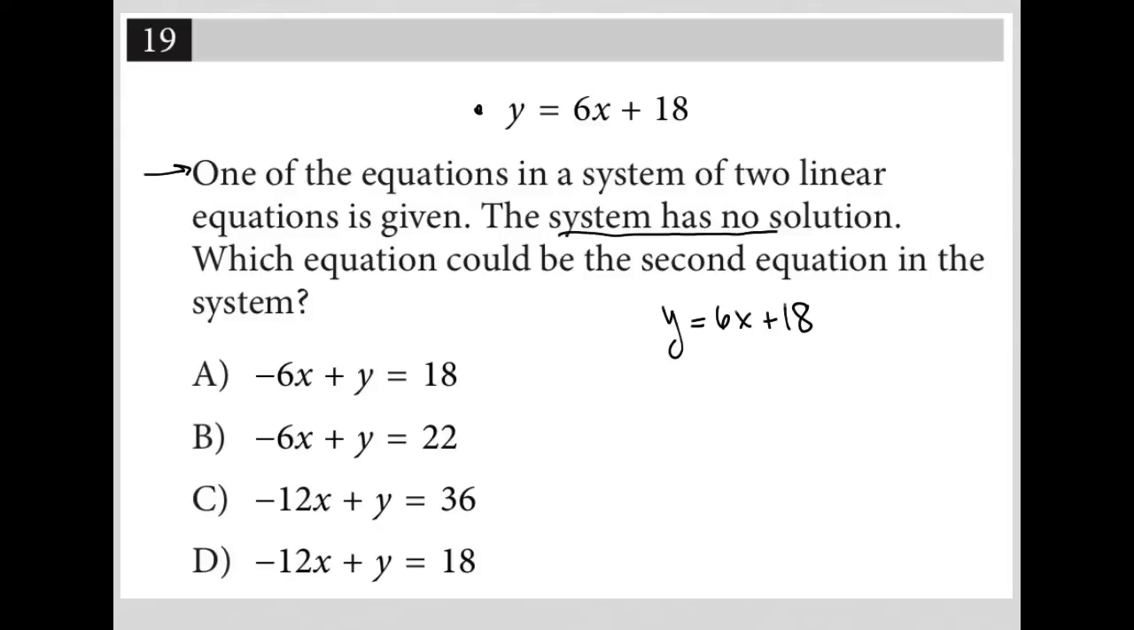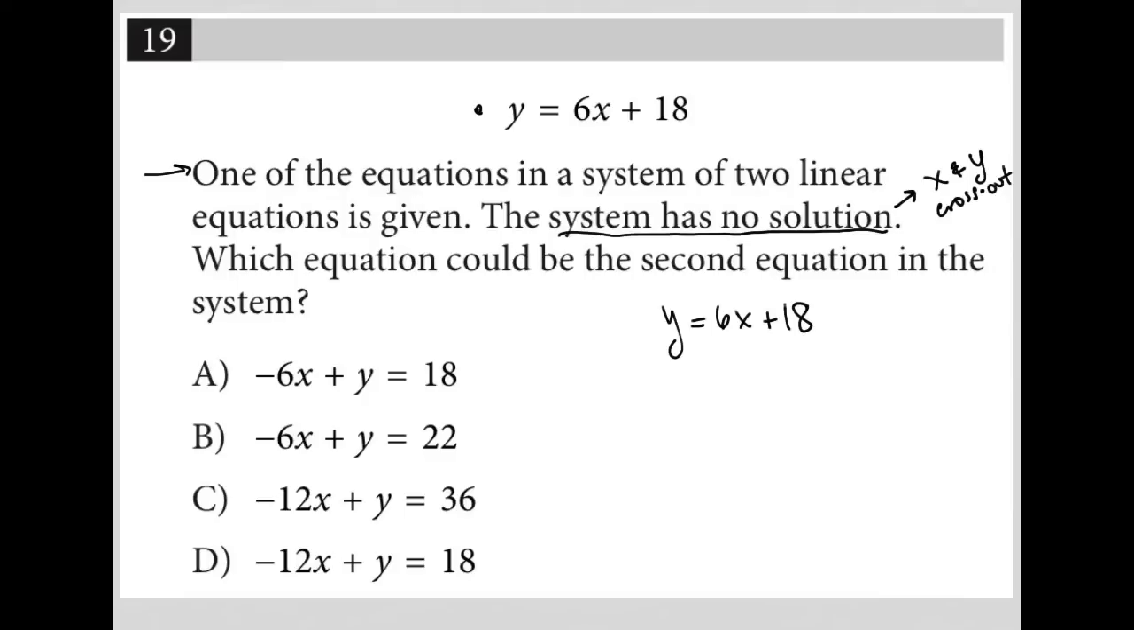All right, so how does that even happen? A system will have no solution when both x and y cross out. Right? And there's no way around it. Nothing you can do to make them not cross out. So let's see, which equation could be the second equation in the system?